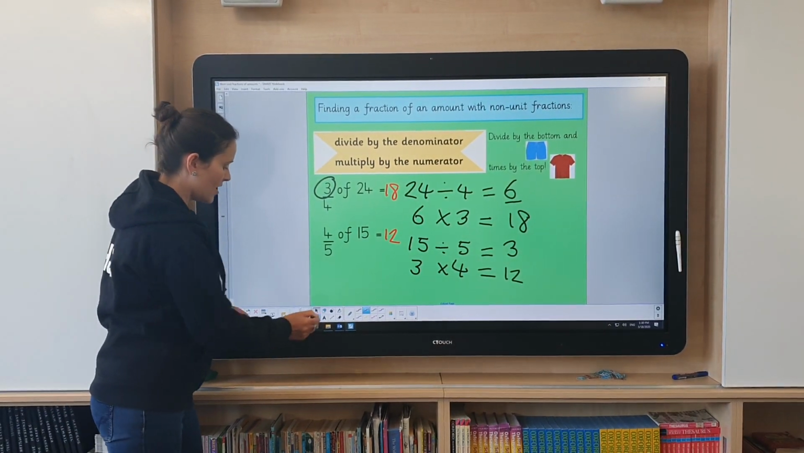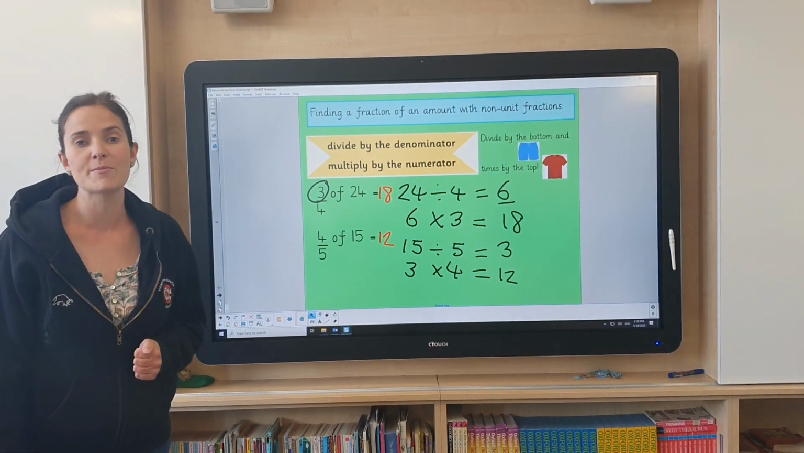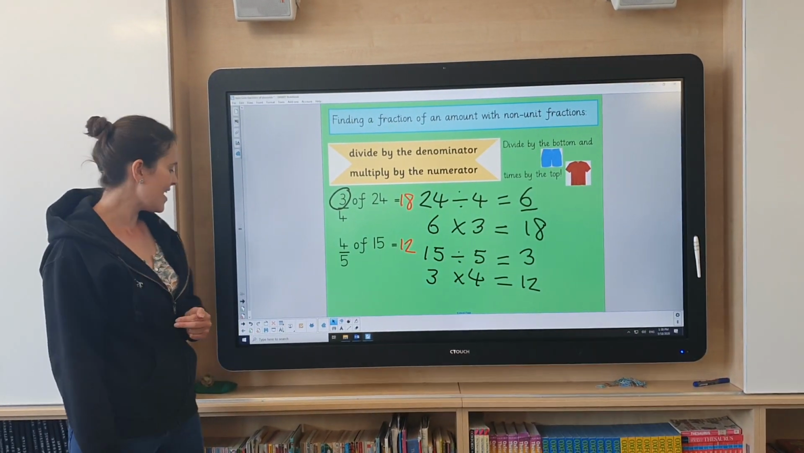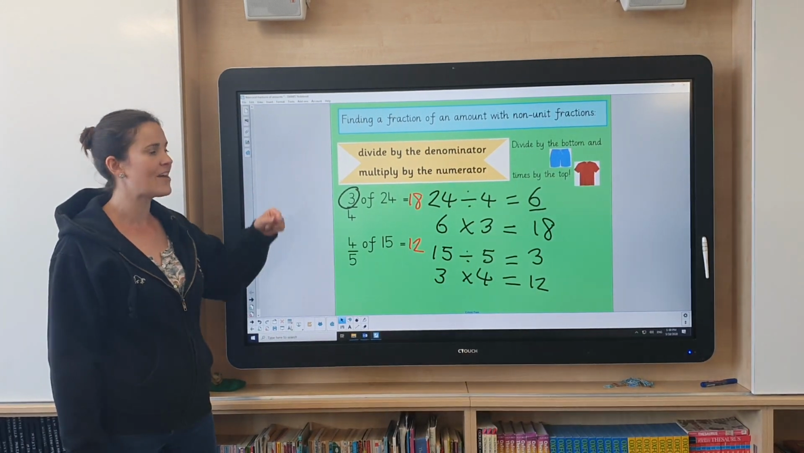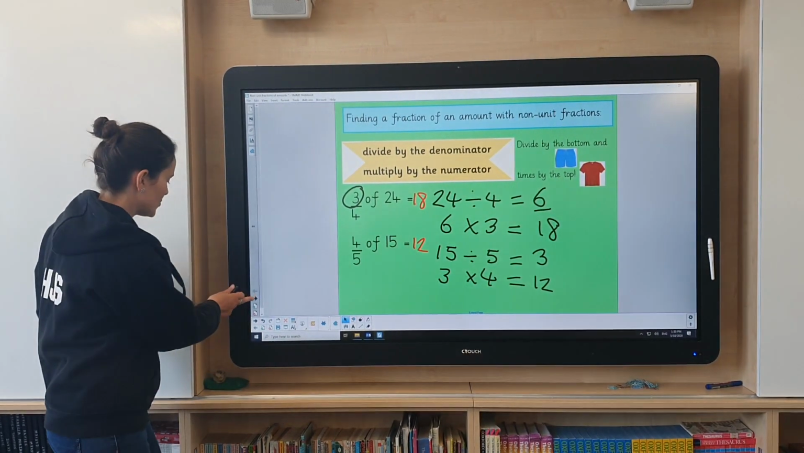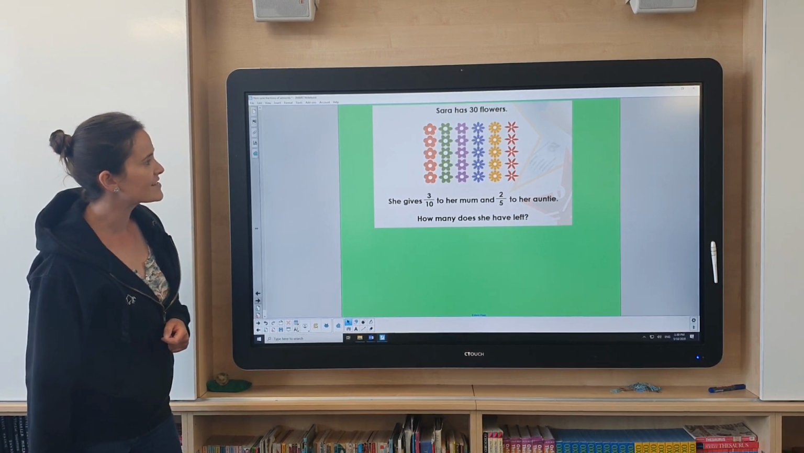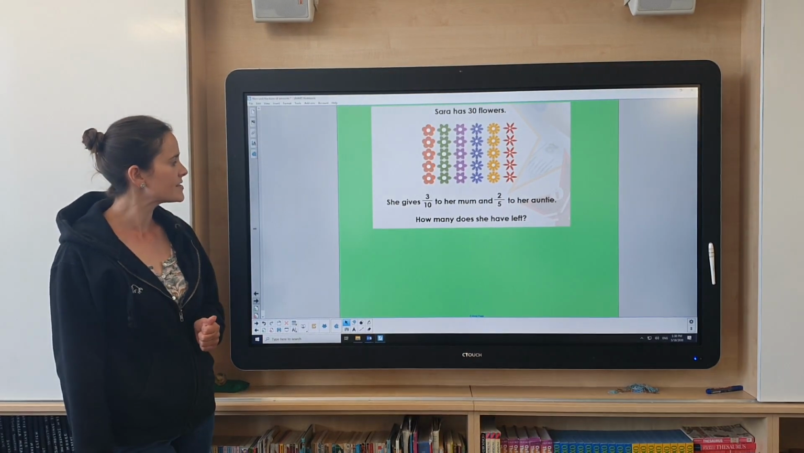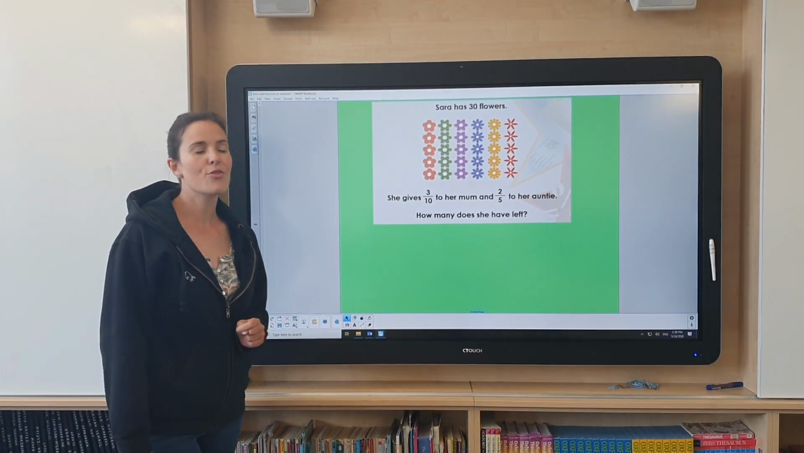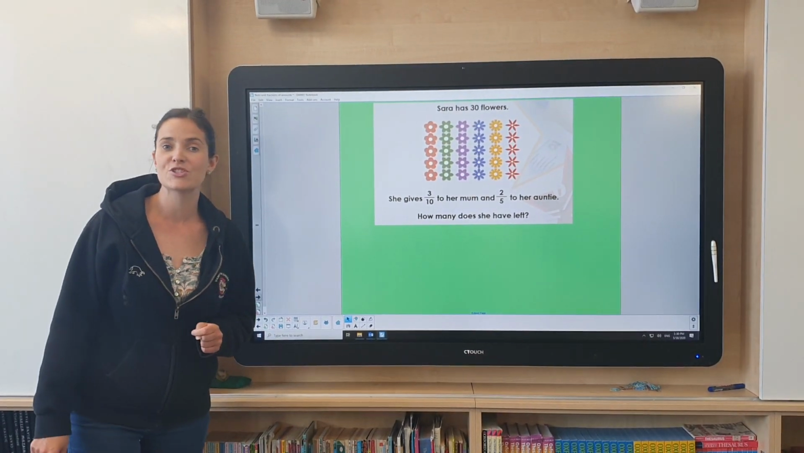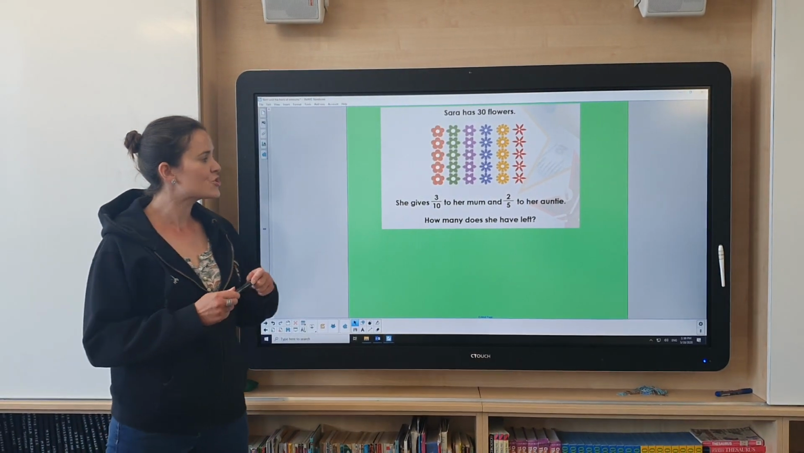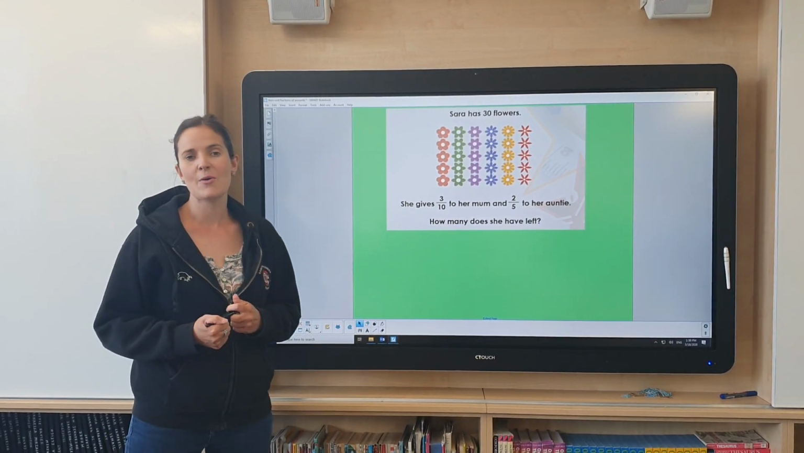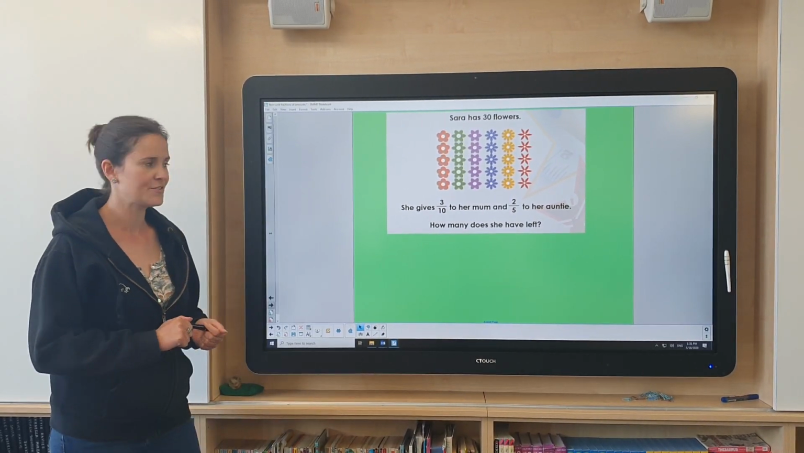Now, Wednesday's work went through lots of those types of questions with you to get that method really secure in your brains. And today, now we're going to go through and apply this method to some problems. So, the first problem is this one here. It says Sarah had 30 flowers and she gives 3/10 of the flowers to her mum, and then she gives 2/5 of the flowers to her auntie. How many flowers does she have left? You're being asked to find.